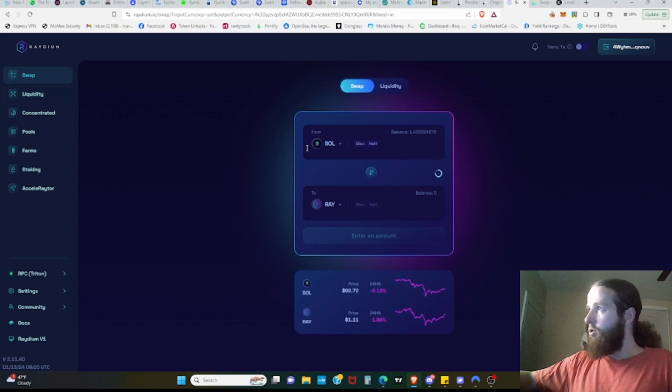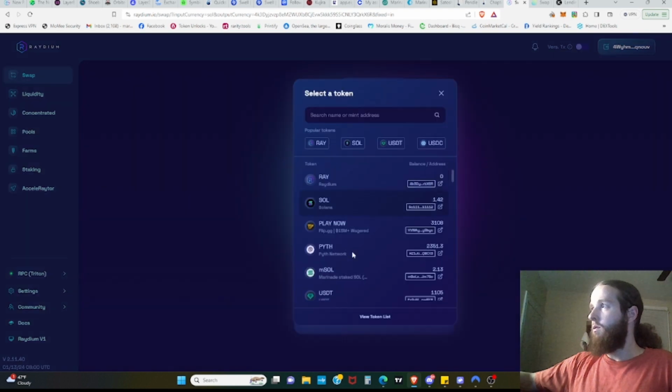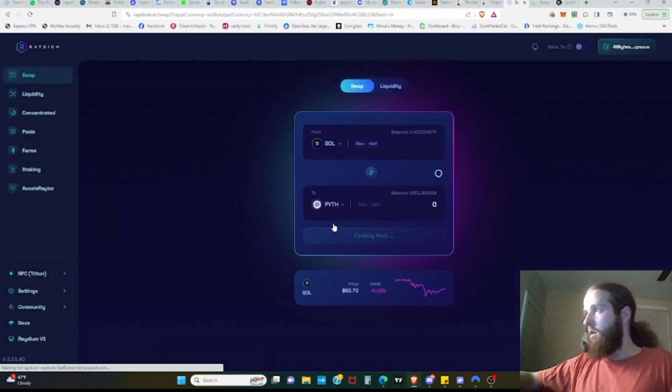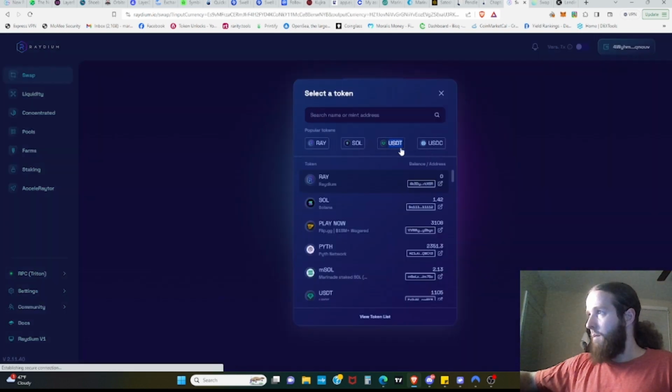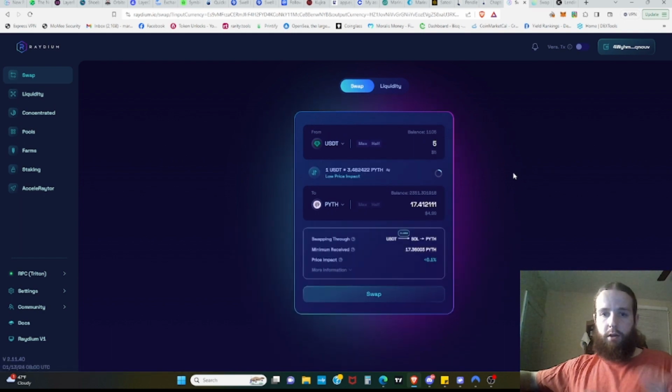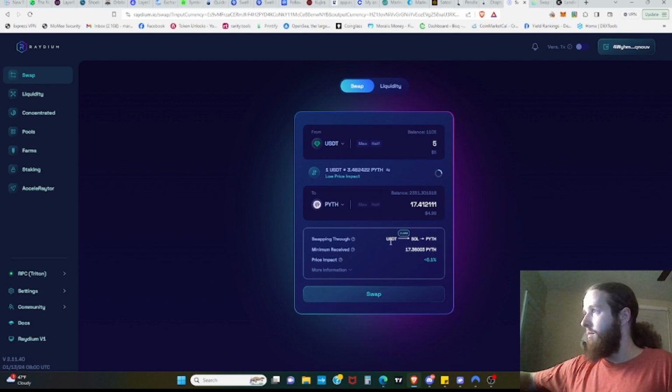So just real quick, I'm going to show you how to swap between different assets. If you go here, this will provide you with your list of different assets that you have on the blockchain. Let's go ahead and switch to what we want to swap to. Let's pick Pyth, and then we're going to swap out of USDT today. So I'm going to do a little $5 swap so I can show everybody how it works. When you put in the parameters that you're looking to swap, it's going to show you the swap route that it's going to take, the minimum amount that you'll receive.